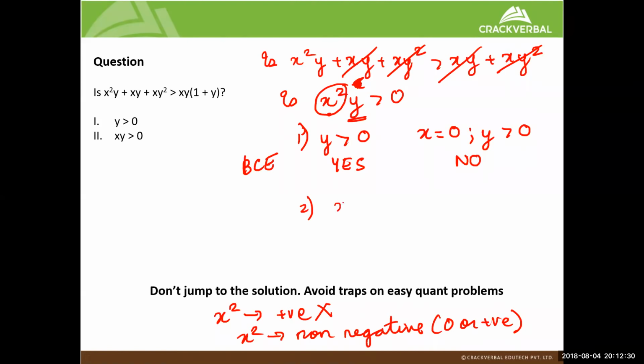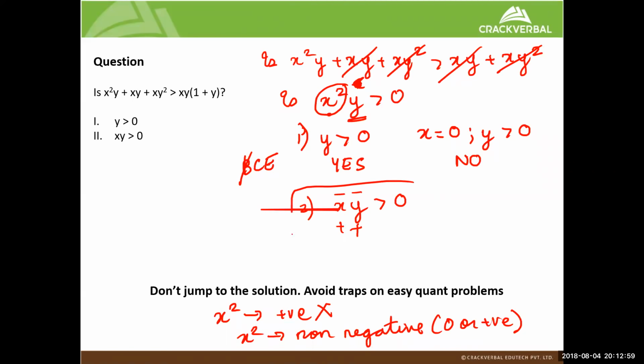The second statement says xy is greater than 0. Now think about this, guys. All I know from this statement is both x and y are positive or both x and y are negative, right? So if y is negative, I know x square can be positive. So this entire product is going to give me negative. It gives me a no. But if y is positive, I can take x square also to be positive. It's going to give me a yes. So again, I get contradictions. I can cancel out B.